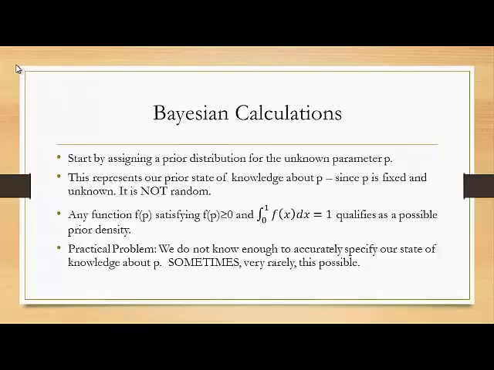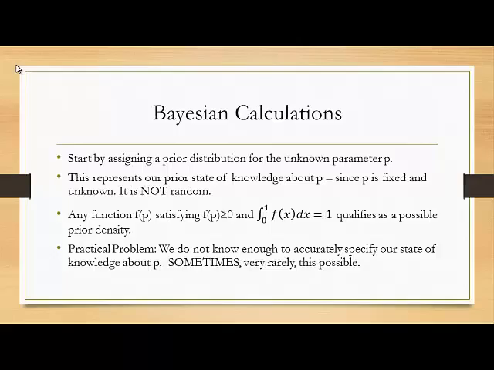Now, because P is a continuous variable, it doesn't get a discrete distribution, it gets a continuous distribution. And a continuous distribution is called a density, f of P, which satisfies 2 conditions. It has to integrate to 1, because the integral of the density function gives you the probabilities, and it has to be greater than or equal to 0, because probabilities are non-negative. So any function satisfying these 2 conditions is a prior distribution for the parameter P.